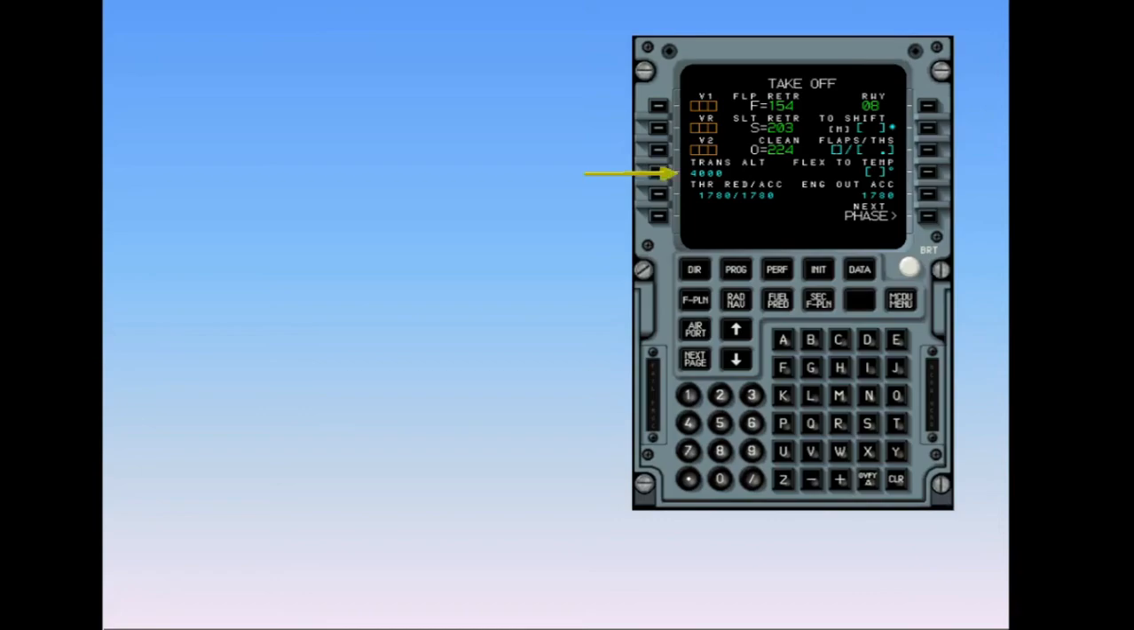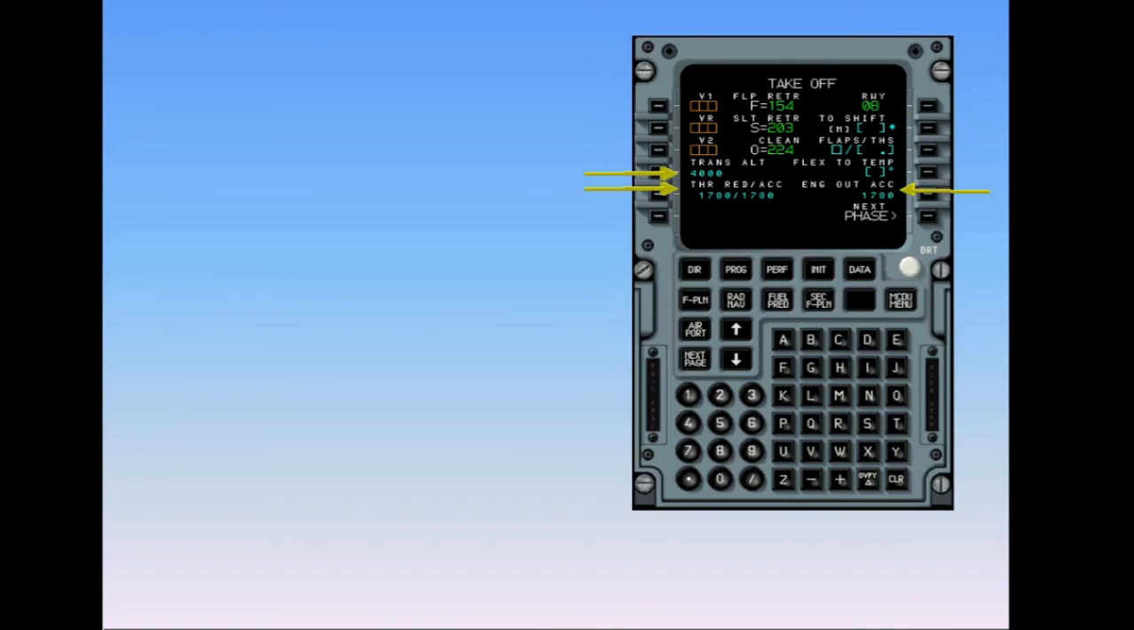Transition altitude, 18,000 in the U.S. and Canada, but differing in many Central and South American countries. Thrust reduction, acceleration altitude. The MCDU uses the ICAO default of 1,500 feet AGL. However, UAL uses 800 feet AGL in the interest of standardization. Engine out acceleration. The UAL standard is 500 feet AGL.